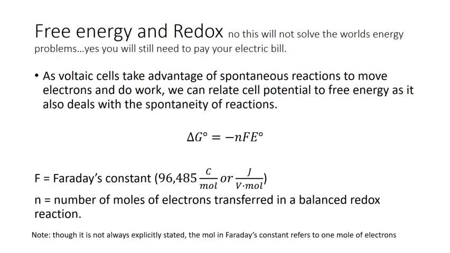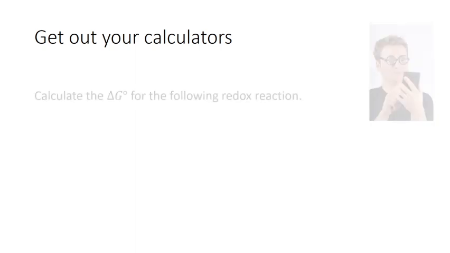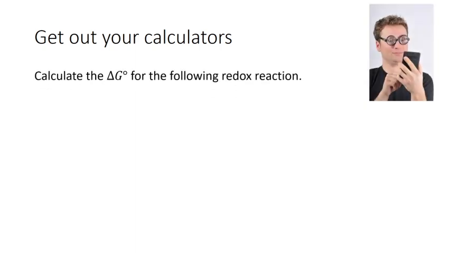And so I'm going to throw this little note in here, which is good to note. It's not explicitly stated often in the Faraday's constant units, but the mole in there refers to 1 mole of electrons, right? So just remember that in Faraday's constant, the mole refers to a mole of electrons that are moving. Okay, so of course, since we have an equation, we're going to do some calculating, right?